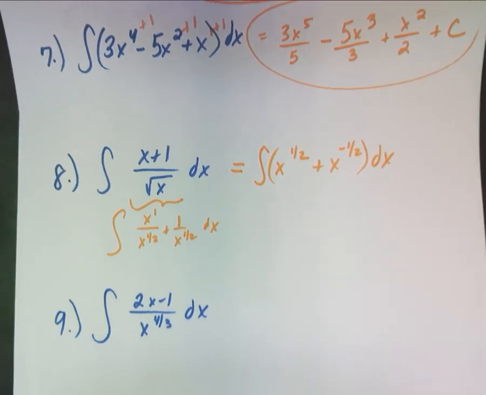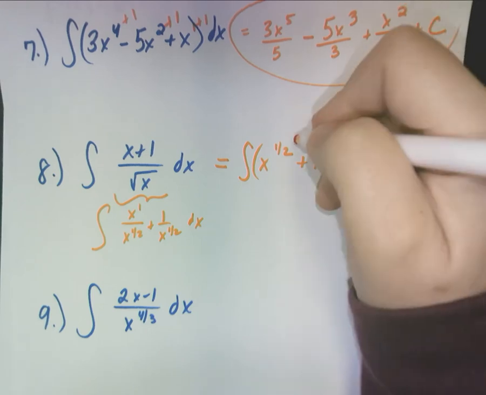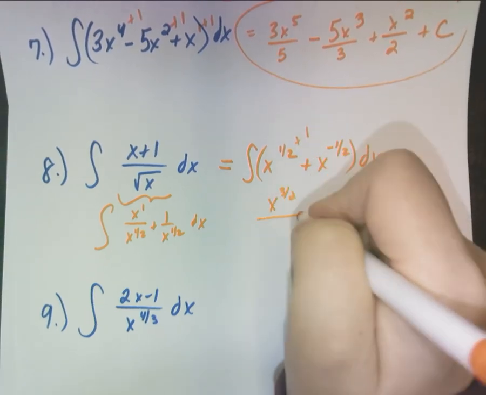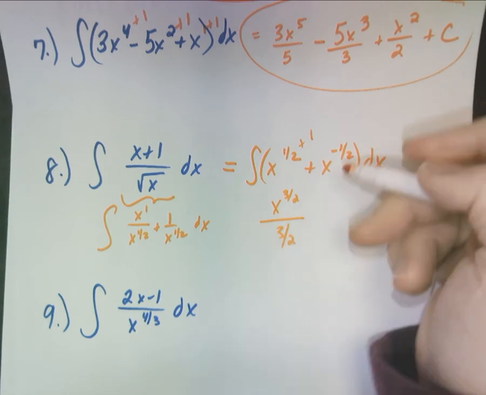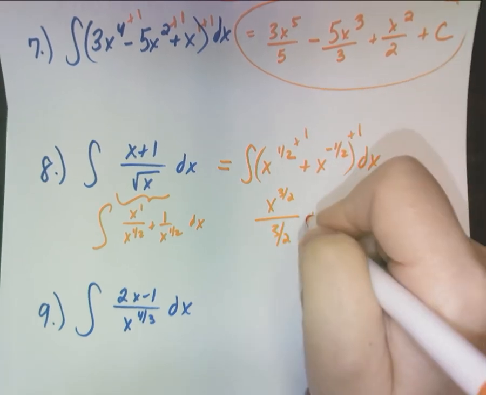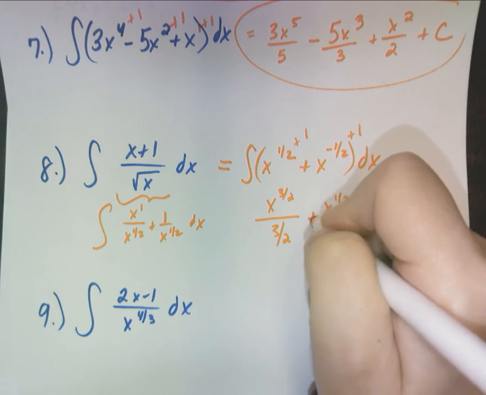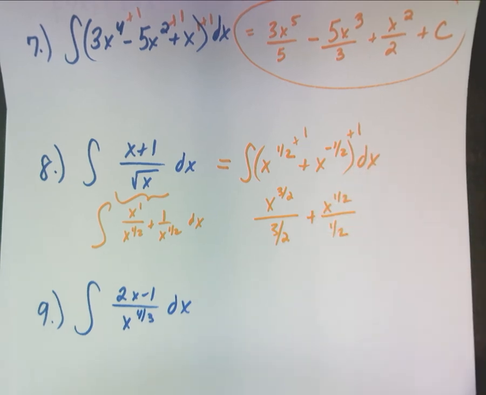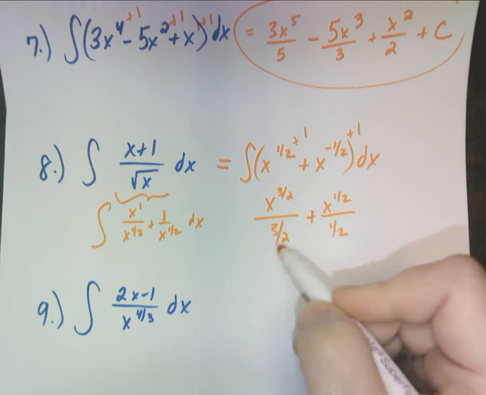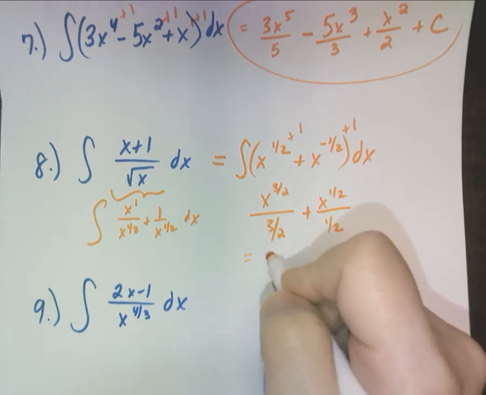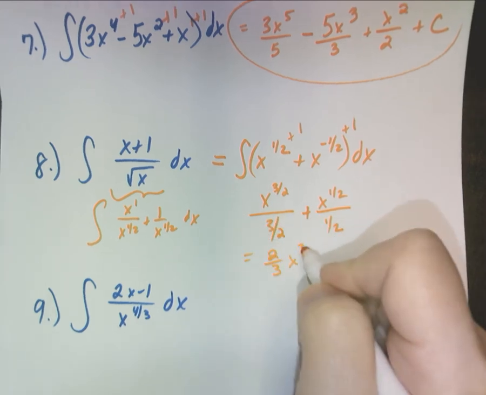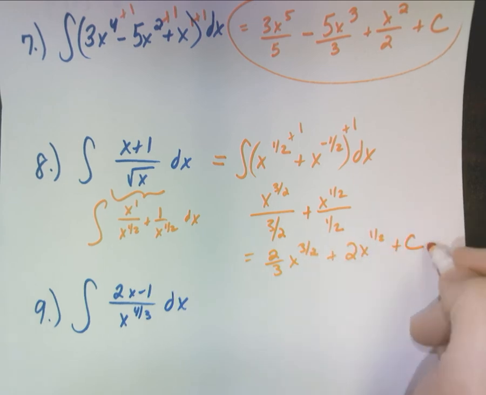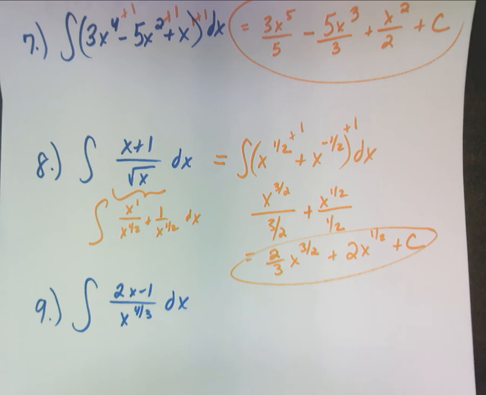And now add 1 and divide by the exponent. Add 1. x to the 3/2. Divide by that new exponent. Add 1. Would be x to the 1/2. Divide by that new exponent. And I do want you to clean this up. You should know how to clean this up. When you divide, you multiply by the reciprocal. So 2/3 x to the 3/2 plus 2x to the 1/2 plus c. Okay.